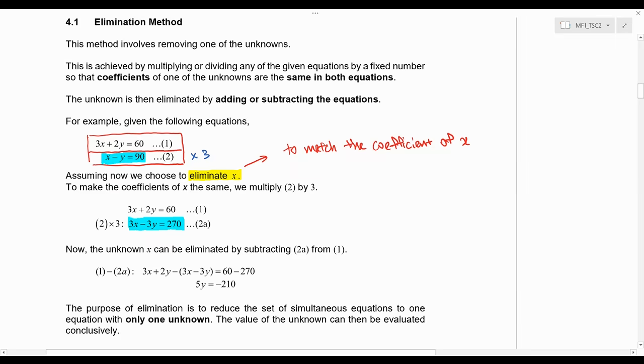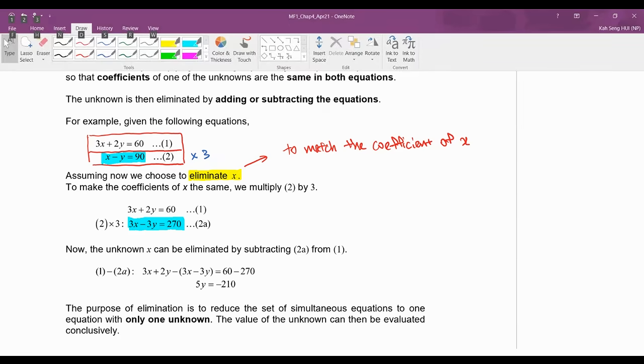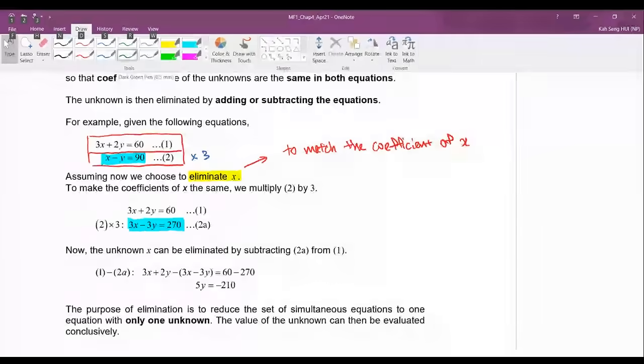You can do a simple subtraction, right? You either take equation 1 and subtract equation 2a, or you can take equation 2a and subtract equation 1. The sequence does not matter because we know that 3x minus 3x would always be 0. Subtracting them away would eliminate the 3x. So you can see that the choice taken here would be 1 minus 2a.